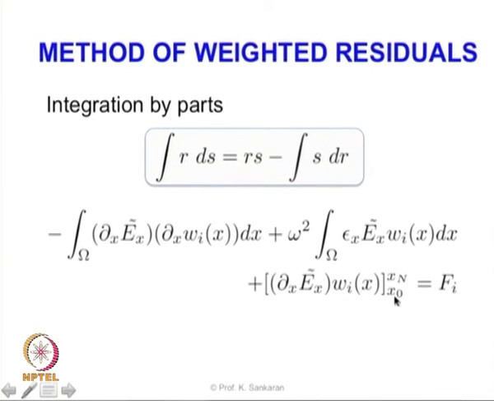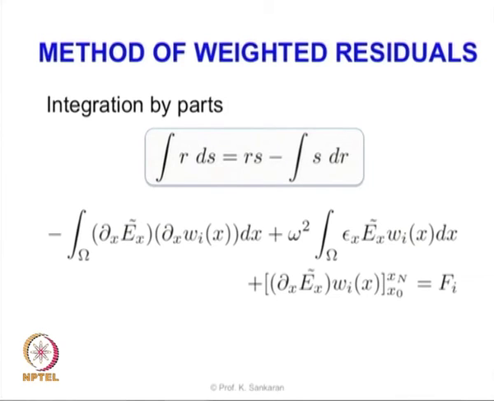So the boundary is basically x naught and xn, which we already said in our earlier case, and we have split them into parts using this particular equation. And this rs term is basically this term, and we have these other terms sitting exactly as we expected. Here the integration is done from x naught to xn, and that's why you have the limits here, x naught to xn.